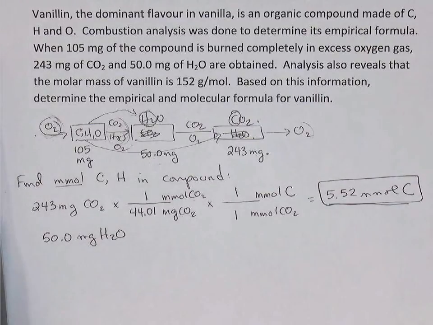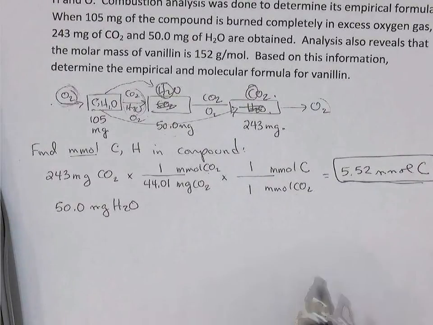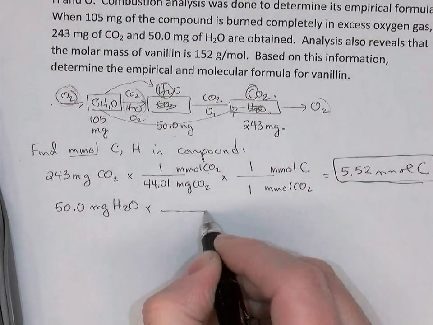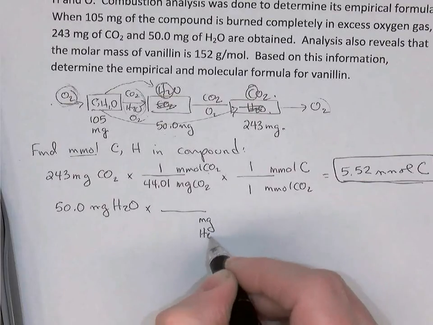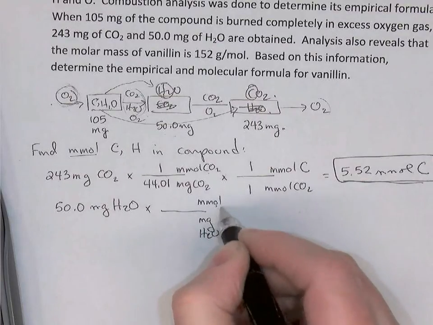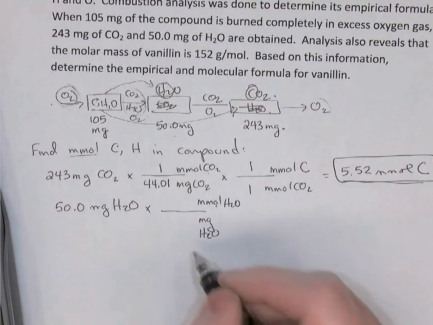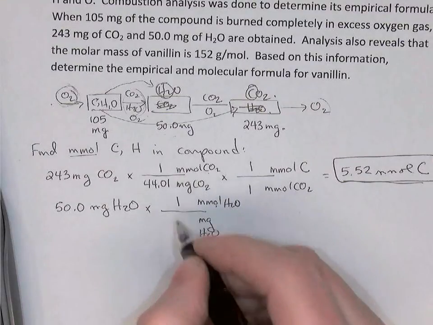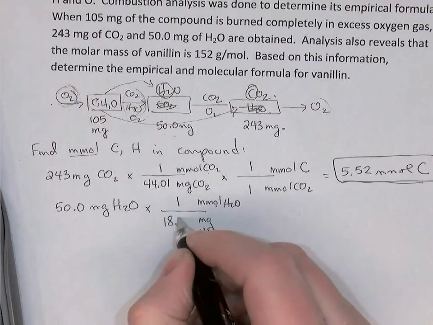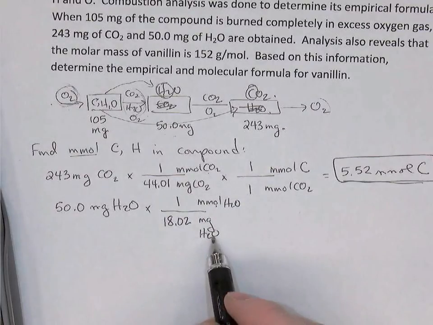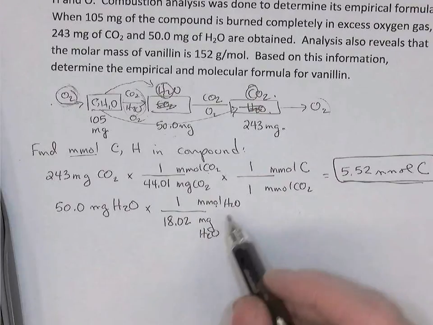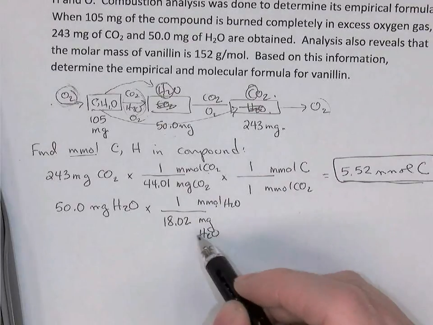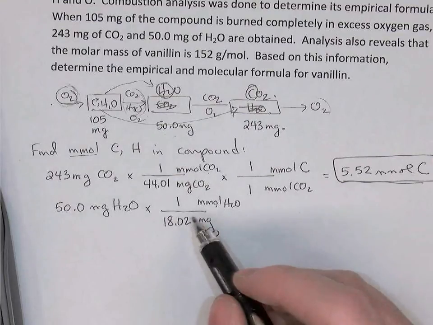Doing the same kind of calculation for water. We'll first get rid of the milligrams of water, and we'll convert that to millimoles of water using the millimolar mass of water. 1 millimole of water, 18.02 milligrams. There's 1 oxygen, that's 16, and 2 hydrogens, 2 times 1.01, so 18.02. So again, 1 mole of water weighs 18.02 grams, so 1 millimole of water weighs 18.02 milligrams.